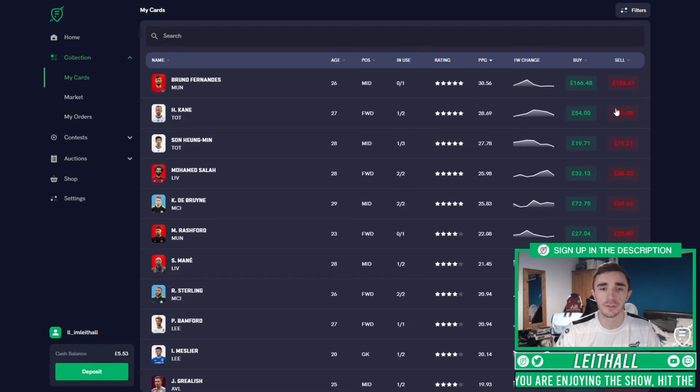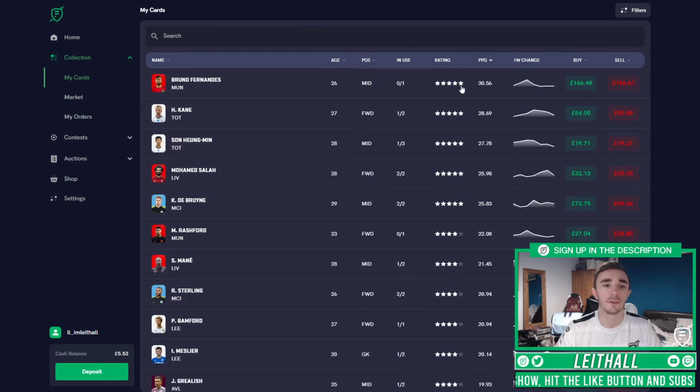The buy and sell price you see here is almost an instant buy and an instant sell price. The buy price is the lowest anyone is currently willing to sell this player for, and the sell price is the highest anyone is willing to buy this player for in the current moment. Users that have put bids in and are ready to be matched.